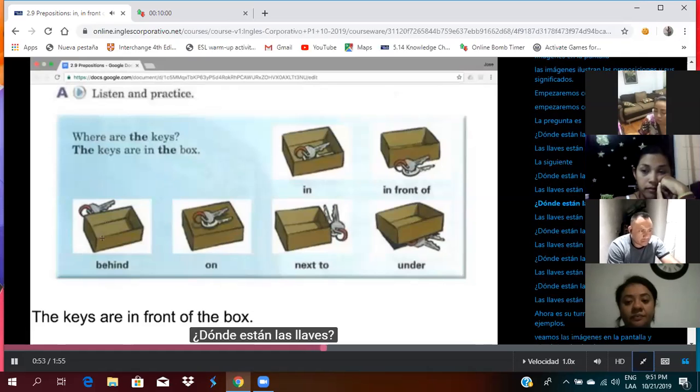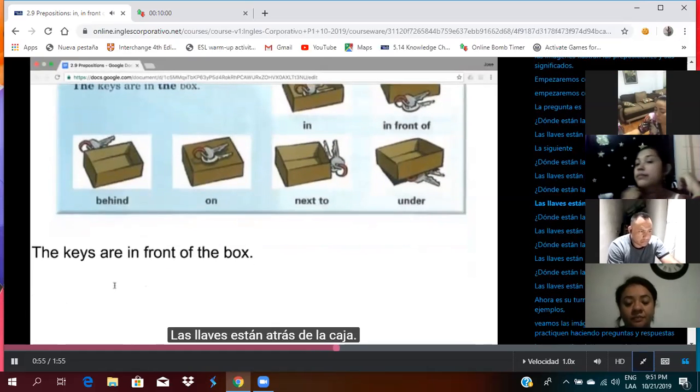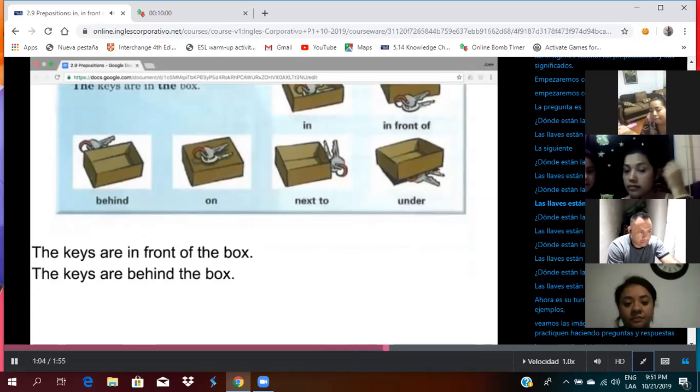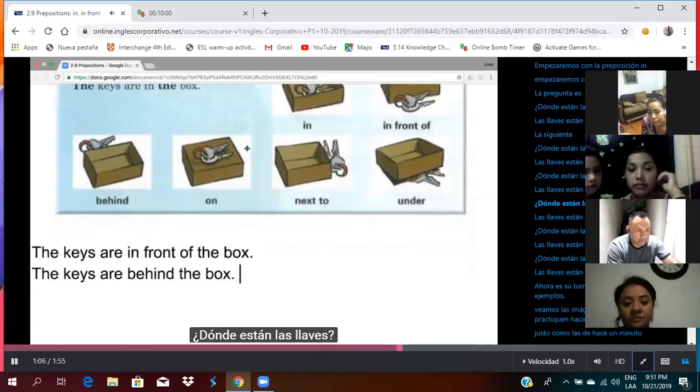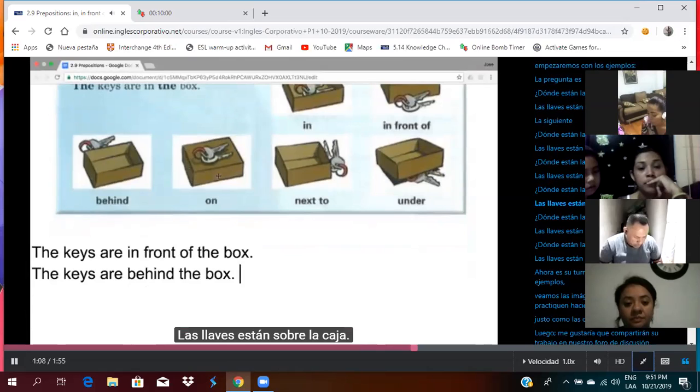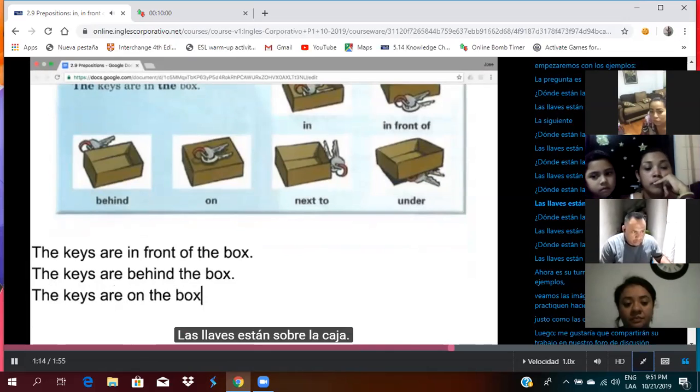Where are the keys? We can see the keys are behind the box. Where are the keys? The keys are on the box.